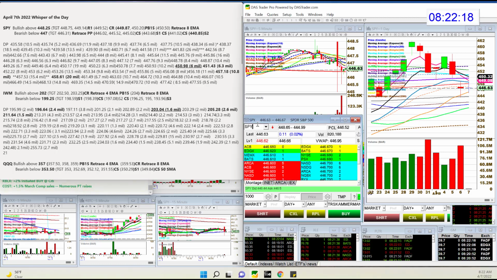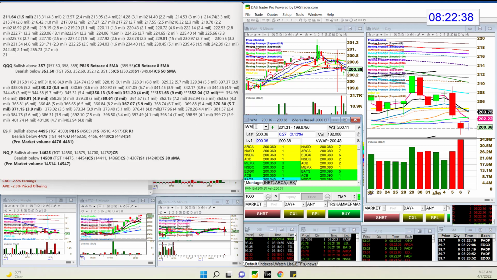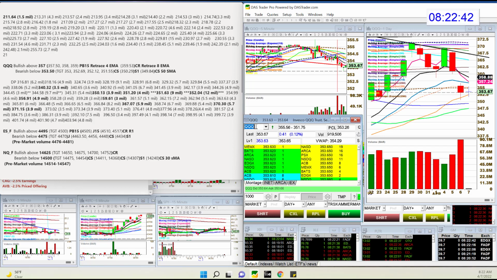Let's head on over to the Russell and see what's going on over there. Yep, inside yesterday's candle. We're going to be bullish above 202 for a retrace to the 8 EMA possibly, or bear below 199.25. Let's check out the NASDAQ QQQ ETF. Bullish above 357. Another inside candle.